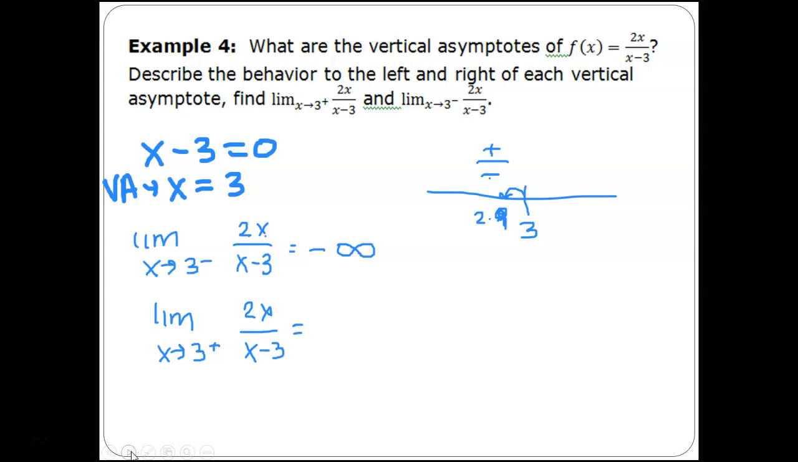So we're going to do something similar, but to the right of 3. So that's like plugging in 3.1. So 2 times 3.1 is positive. 3.1 minus 3 is positive. A positive divided by a positive is positive. You have now just acquired the skill to determine what's happening on this graph at 3.